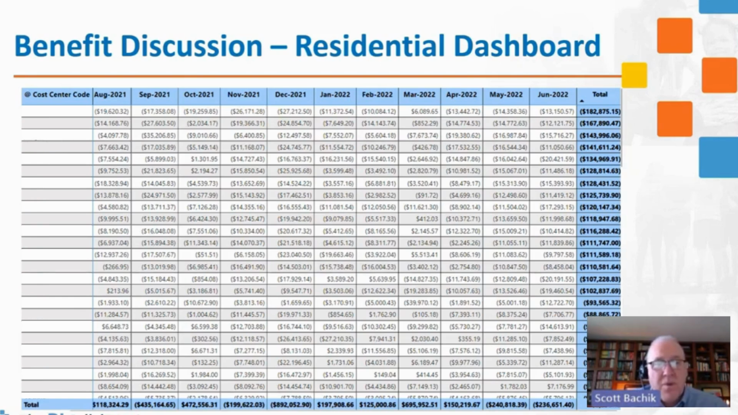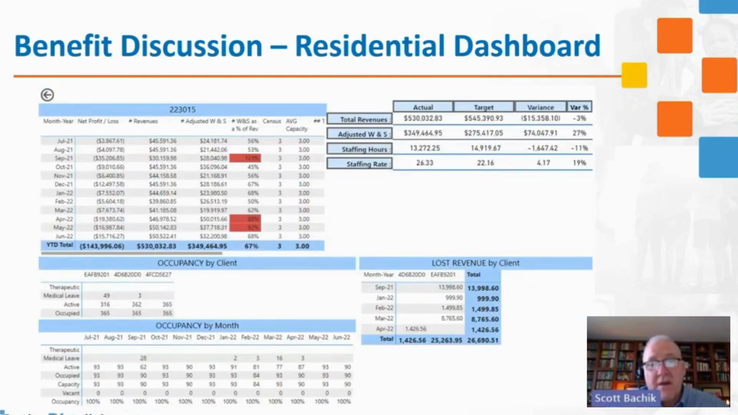In this one report, the overview is just a summary here that shows this, and you can see on the far right, it's from worst performing to best performing. And then through the use of the technology, you can do what's called a drill through. You can click on that cost center. Bob's hovering over 223015. It'll take you to the detail of that cost center.